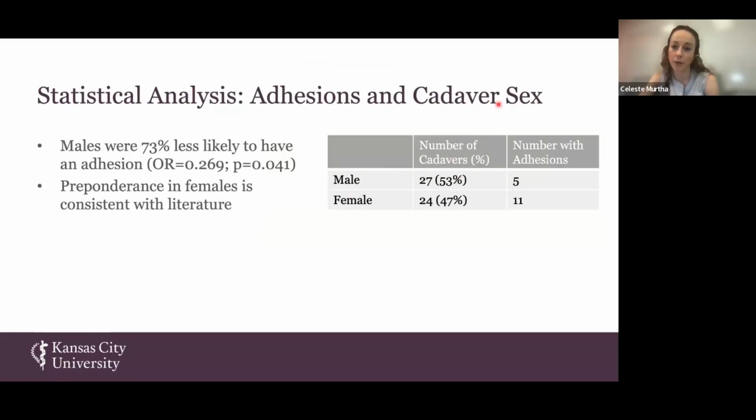Okay, let's talk about the statistical analysis. When evaluating the relationship between adhesions and cadaver sex, males were 73% less likely to have an adhesion. If you focus on the raw data over here, you can see that adhesions were observed in 5 males and 11 females. So you can appreciate that females had just about double the amount of adhesions present. This is consistent with the literature, which suggests that May-Thurner syndrome is much more prevalent in the female population.